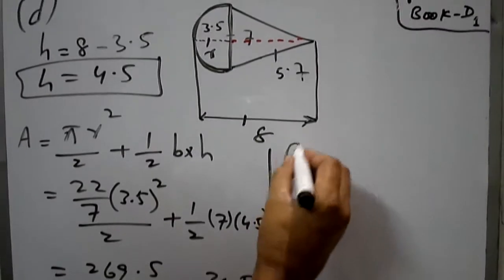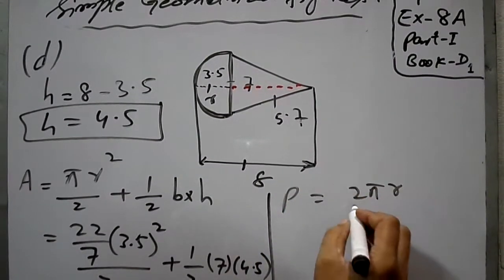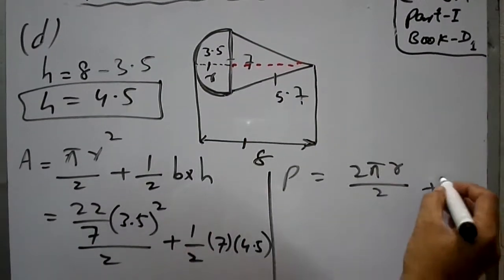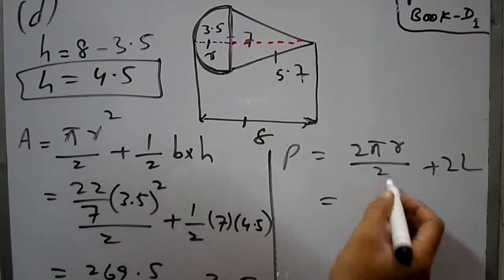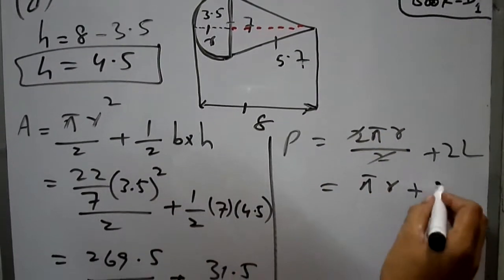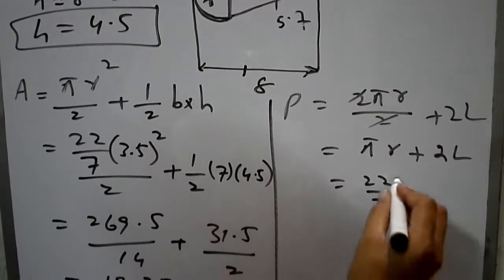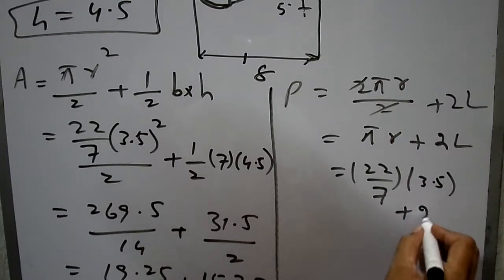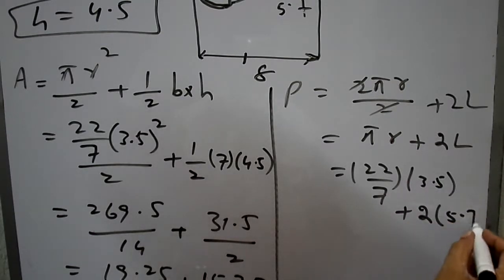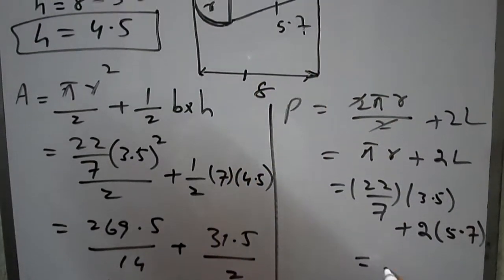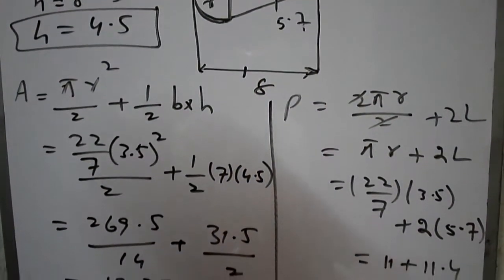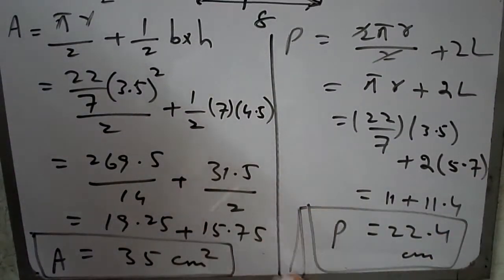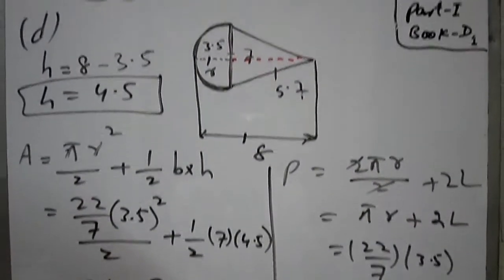So what is the perimeter? As perimeter, 2 pi r for a full circle, but you have a semicircle so divided by 2, and 2 lengths, that is 2l. So that's why you get pi r plus 2l. So putting the values, the value of r is 3.5 plus 2 into l, that is 5.7 given to us. So after simplification you will get the perimeter in centimeter. So that is your answer. Now coming to the E part.